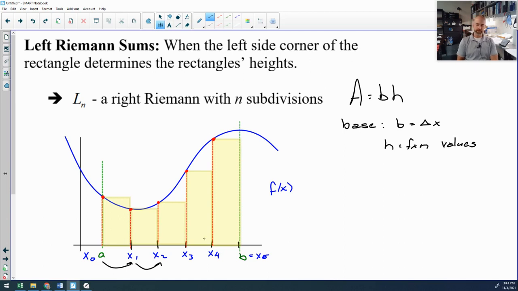And if you want to get the delta x, if you're doing evenly spaced intervals, so right here I have 1, 2, 3, 4, 5 rectangles, and I'm going from A to B.